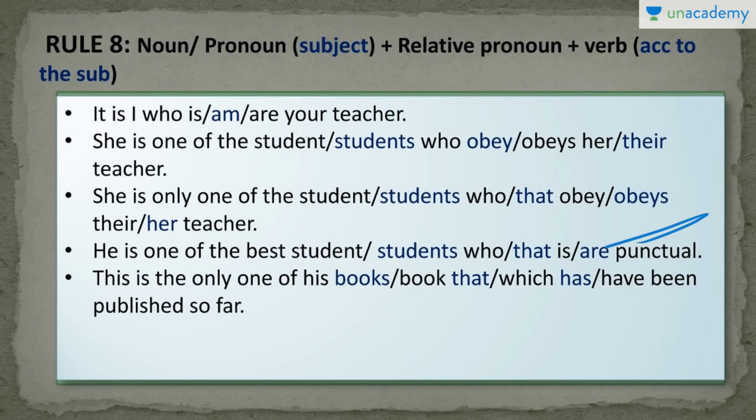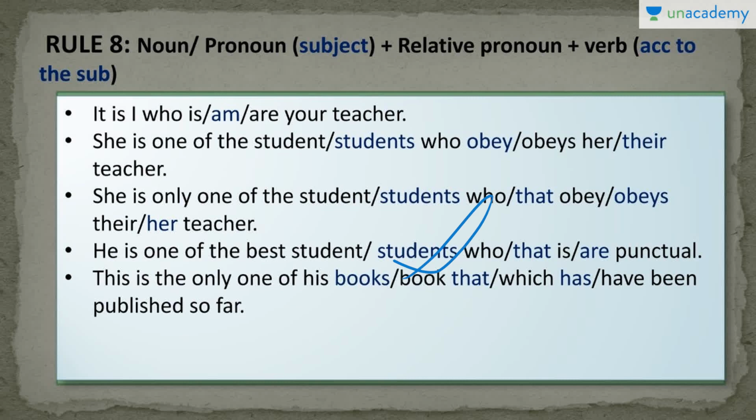Next sentence. He is one of the best student or students who or that is or are punctual. Now you can see here "only one of the" is not the phrase, right? Here simply "one of the" is used. So here the subject would be the one before the relative pronoun. So again, after "one of the best," the noun has to be plural. So I would choose students.